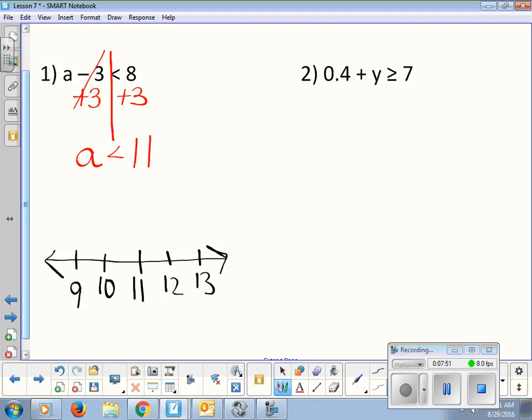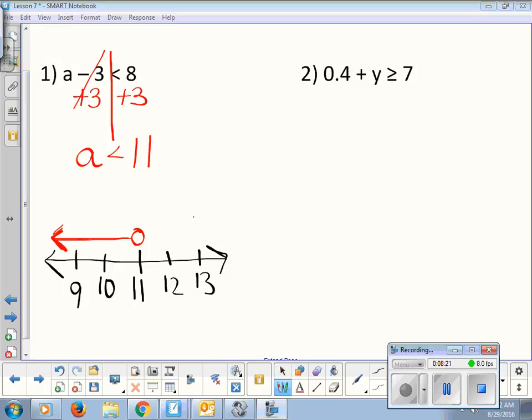When I graph this, would I have an open or closed circle? Open, because 11 is not part of our solution, so I have an open circle. And if a is less than 11, would I include 9 and 10 in my answer, or 12 and 13? 9 and 10. So we shade to the left because that's the part that makes our inequality true.